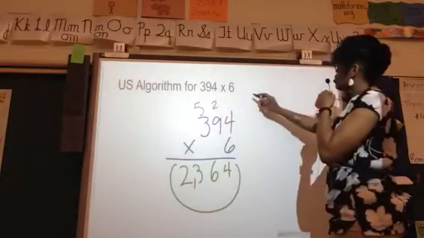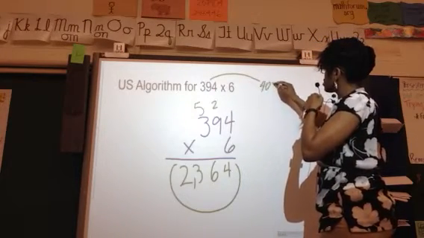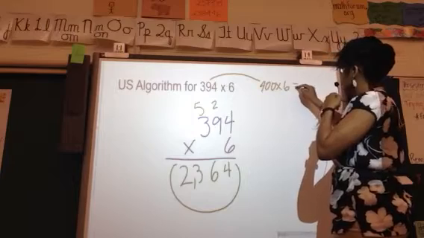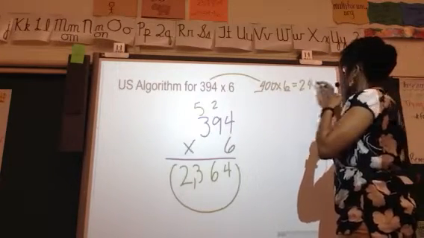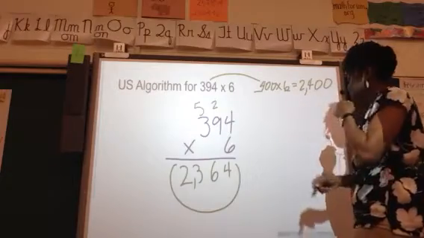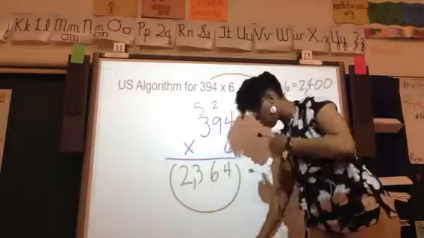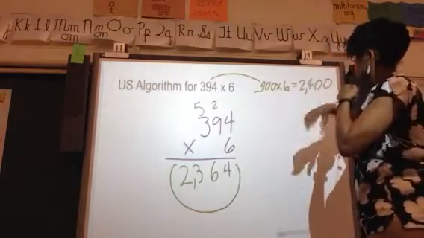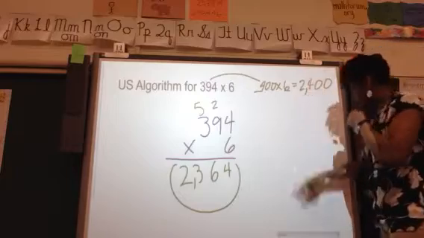Oh, and one thing we do want to remember, don't forget to estimate. So 394 is about 400 times 6. So that's 4 times 6 is 24 with 2 zeros at the end. So 2,400. Your answer is reasonable. If your answer is something like 192 or 10,876, way off, you want to go back and troubleshoot.